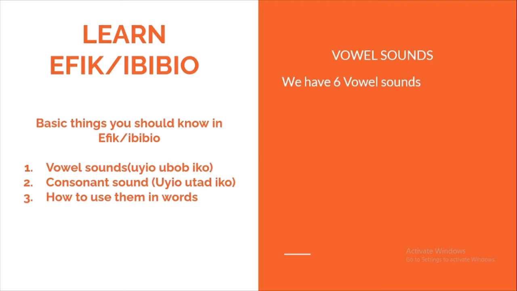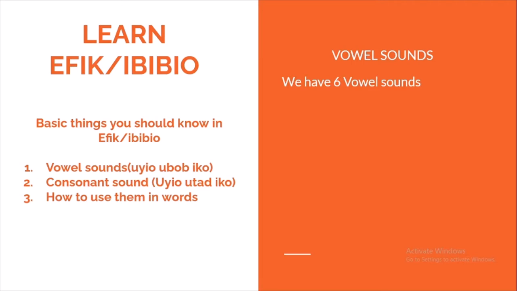Vowel sounds are one of the most important things you should know, because without them, you can't read and you can't pronounce very well. So you have to start from the vowel sounds, which we call Uyo Ubob Iko. Uyo Ubob Iko means pronunciation sounds. Then we have the second one, the consonant sound.